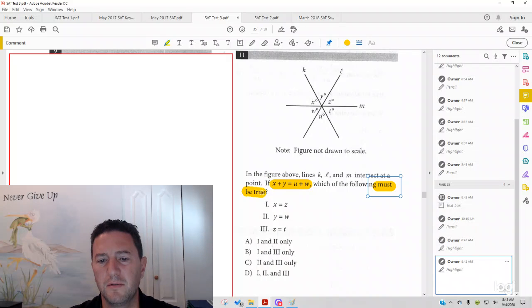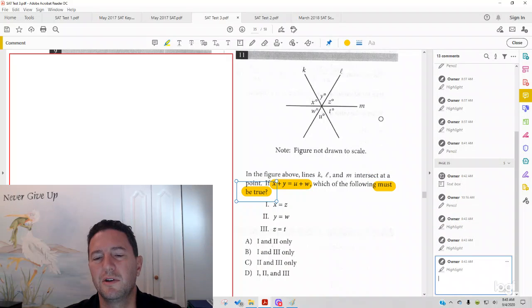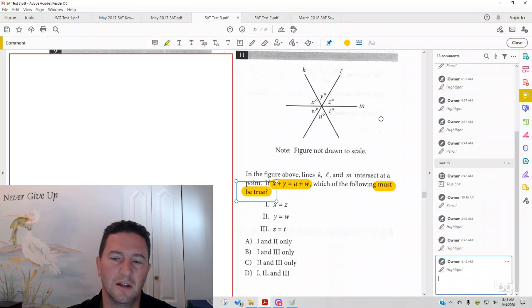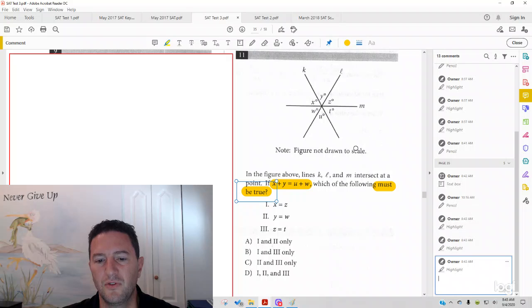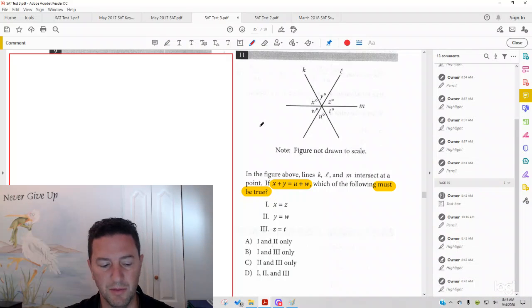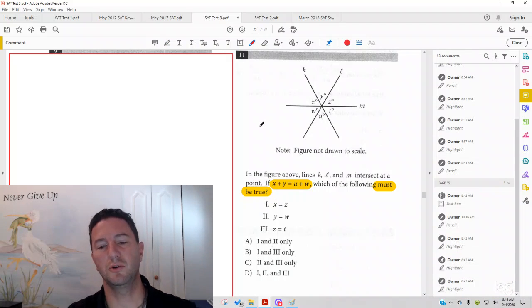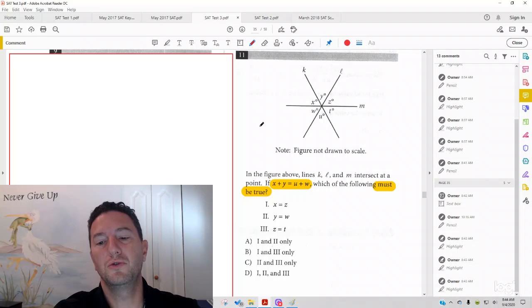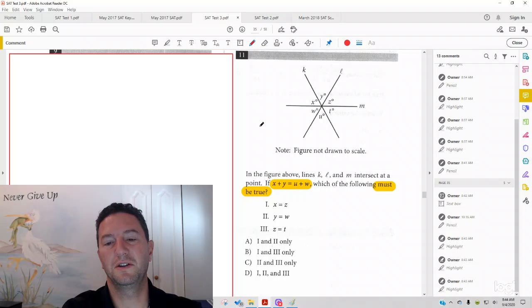Okay, a couple things about this. Number one is, notice there's no need to underline that lines K, L, and M intersect at the point because that's obvious based on the diagram. Figure not drawn to scale. You can't just trust the figure. So the only thing for you to pay attention to besides a diagram is that x plus y equals u plus w. So this question takes some thought, and you want to make sure that you've got those two as your lone focus here.